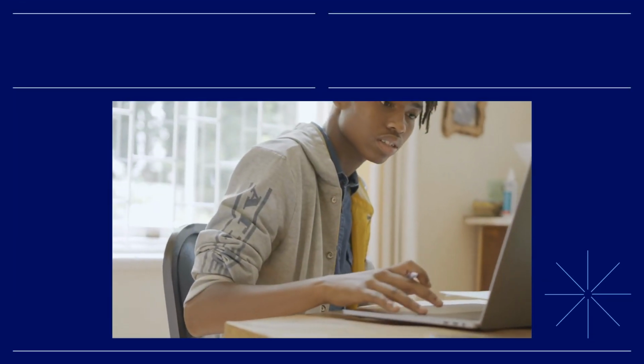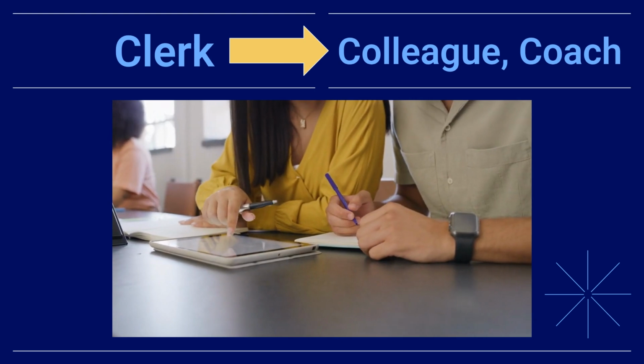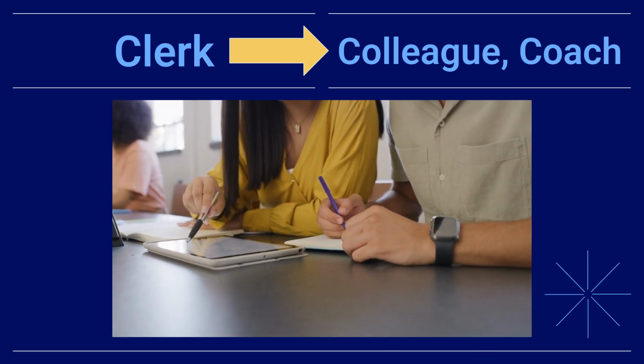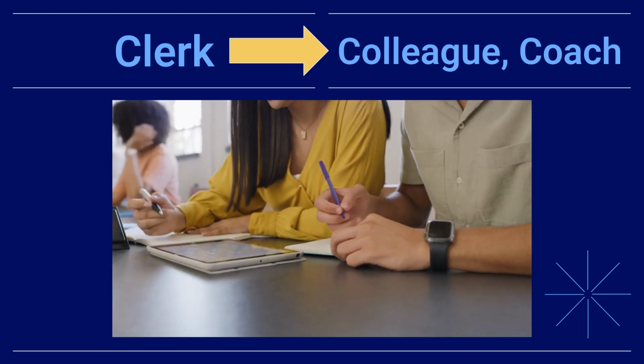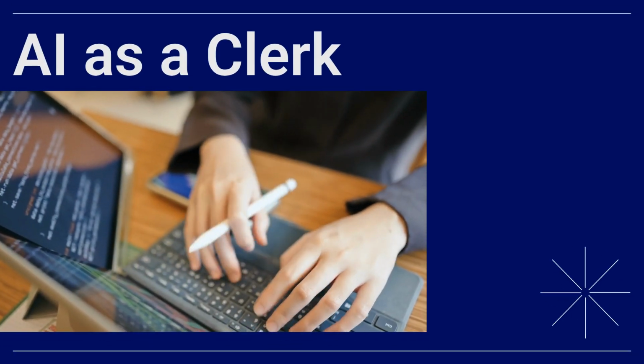Right now, most students see AI as a get-out-of-homework-free card. They use it as a clerk to bypass the work. But to build true AI fluency, we have to push them toward being collaborators and critics. Let's look at the three roles: the clerk, the colleague, and the coach, and the output audit prompts that keep the human in charge. First, let's look at AI as a clerk.